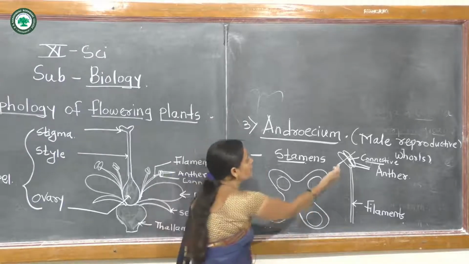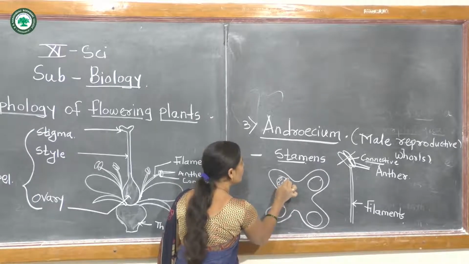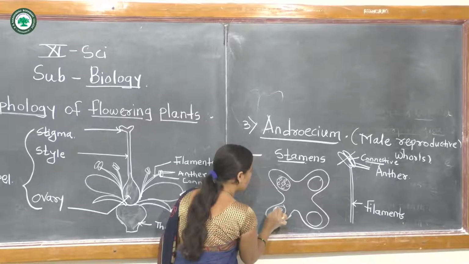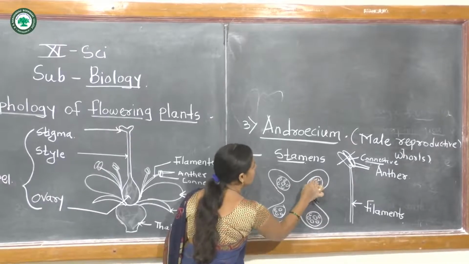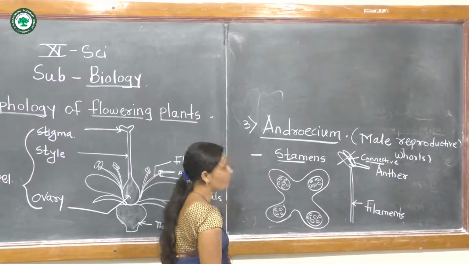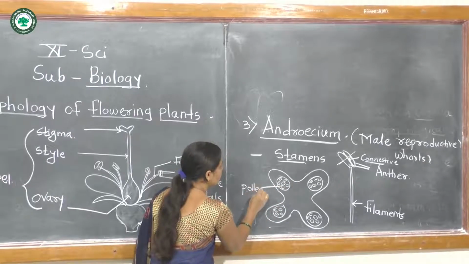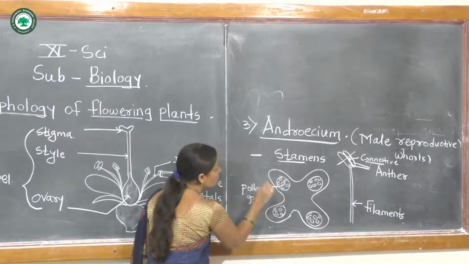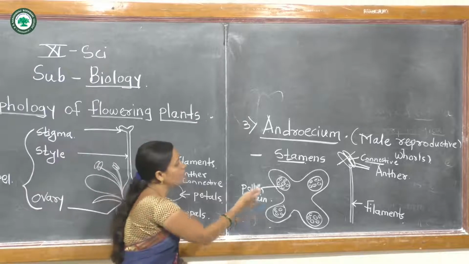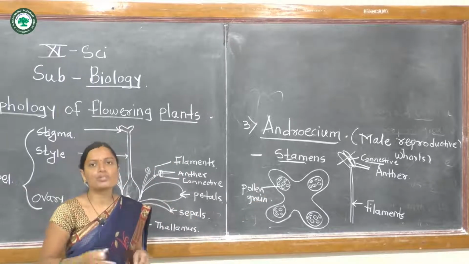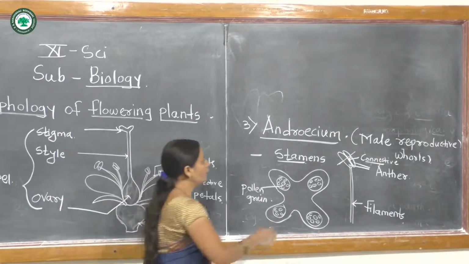The transverse section of this anther shows a number of pollen grains inside the androecium or stamens. The cut of this anther shows the number of pollen grains. These pollen grains are most important for pollination. When the anther or stamens mature, they break, and a large number of pollen grains are released.